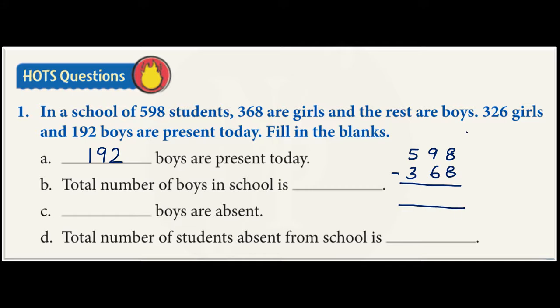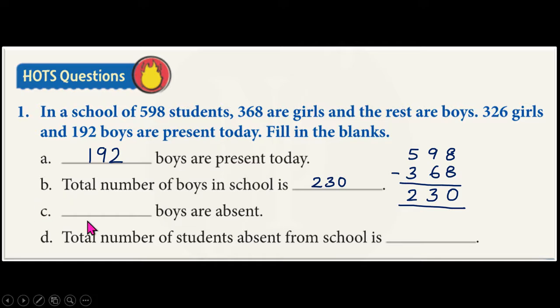Let us subtract now. Subtracting 8 from 8, we get 0. Subtracting 6 from 9, we get 3. On subtracting 3 from 5, we get 2. Therefore, 230 is the number of boys in the school. So we should fill this blank by writing 230. Look at the next question now.